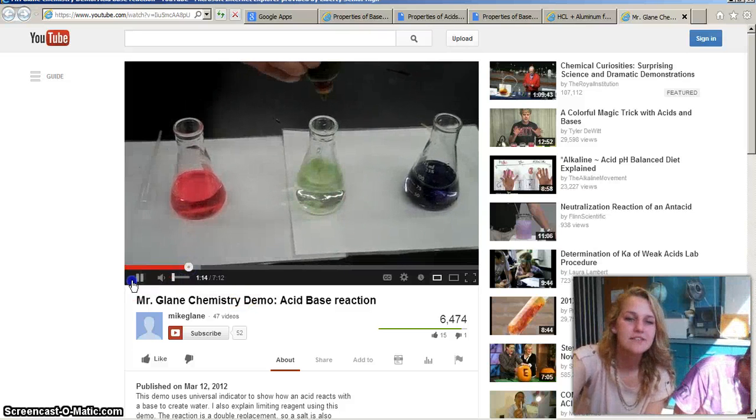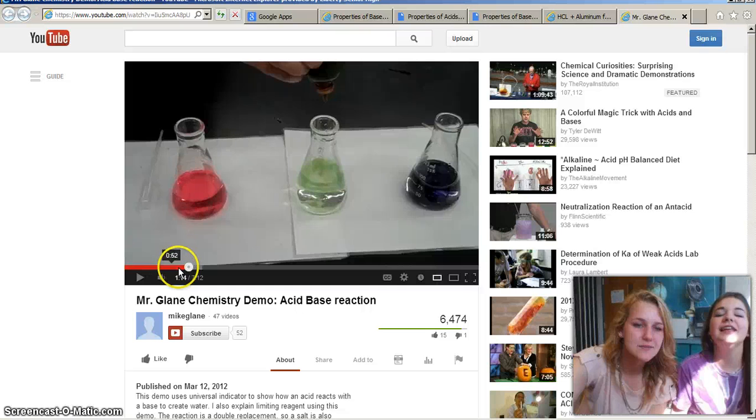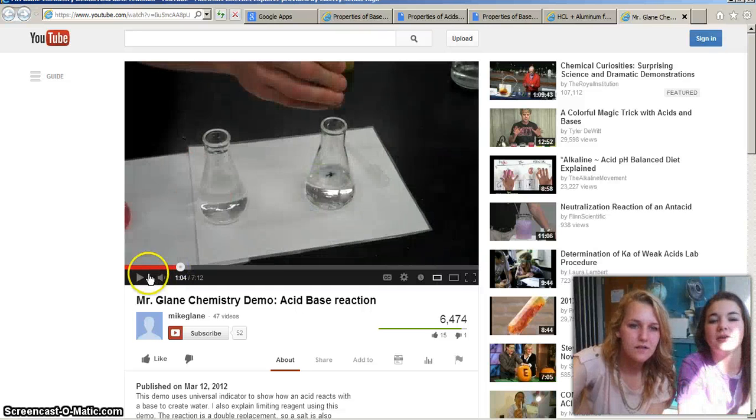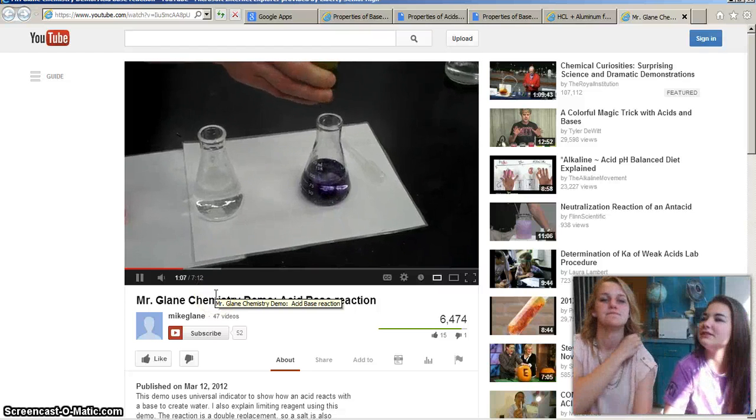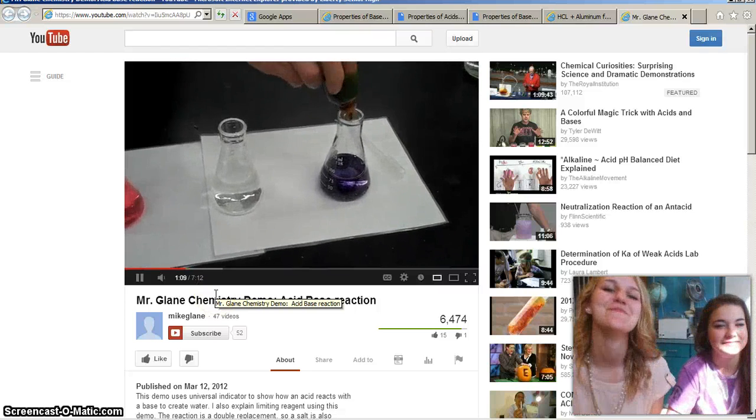Okay, so basically, they put different colors in, explaining that the red is the acid, the indigo is the base, and then the green is the water.